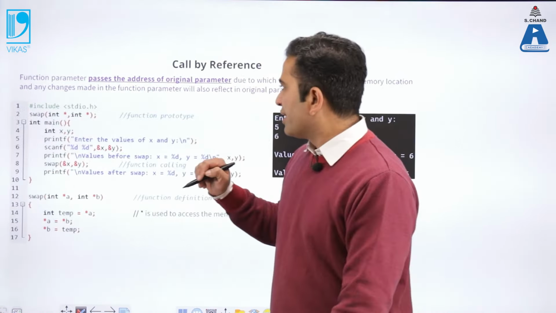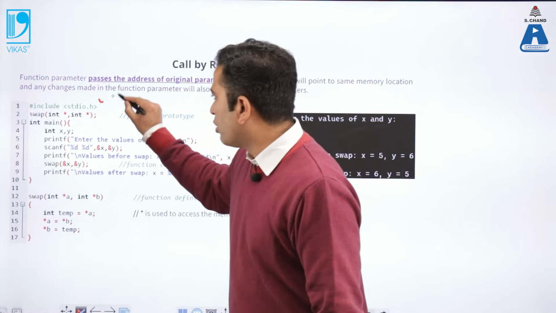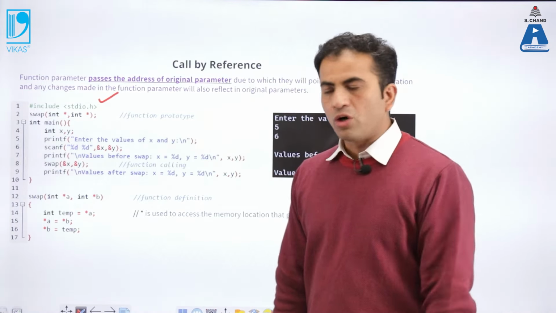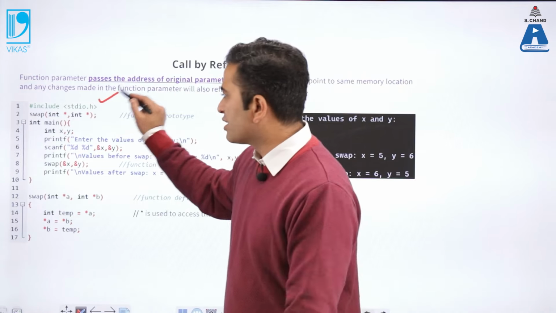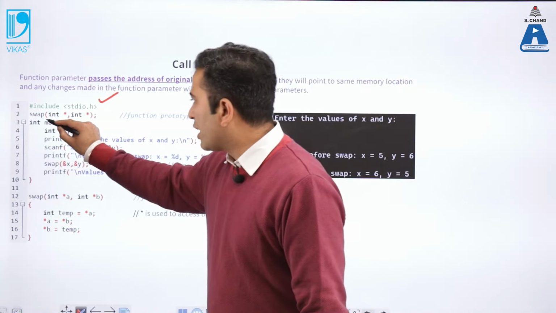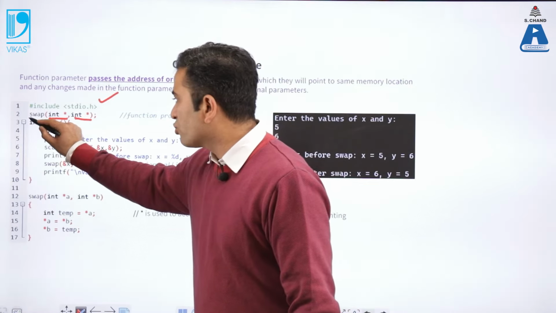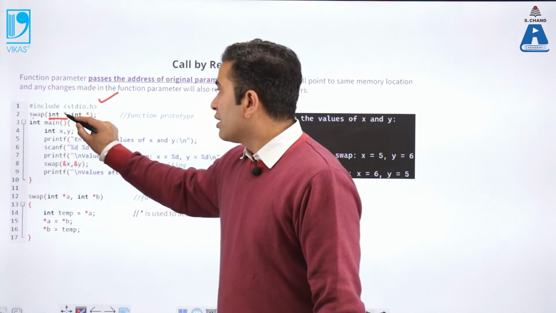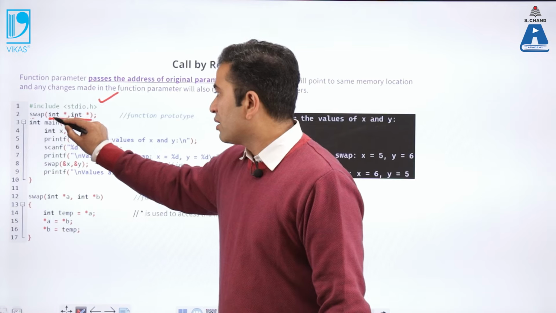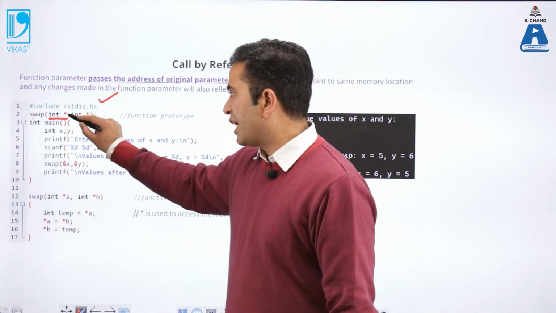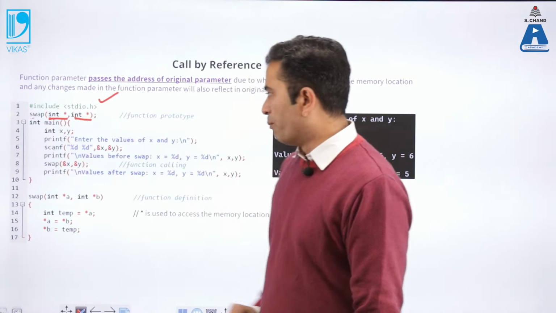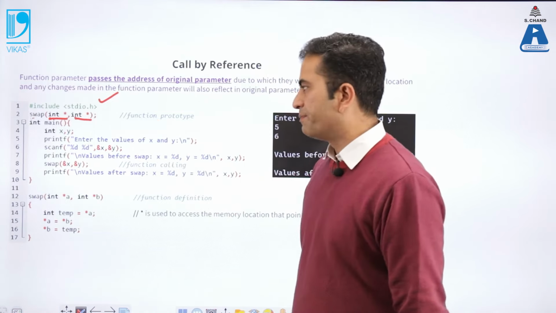So in call by reference, this is a small program to understand the concept of call by reference. Hash include stdio.h header file, then void swap with int star. Swap is the name of a function. The first argument is of pointer type, and the other argument is also of pointer type. This is the function prototype.